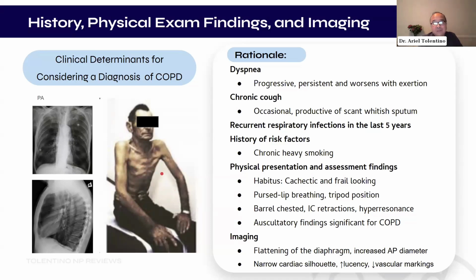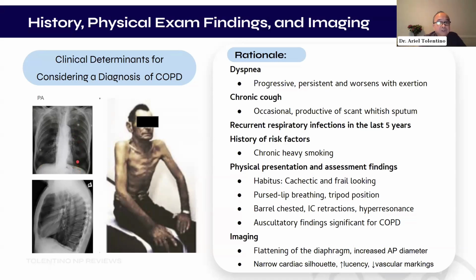Auscultatory findings are, of course, significant for COPD. Now, with your X-ray, we have flattening of your diaphragm. And as we remember, with the mechanics of respiration, with that animation we viewed earlier, if your lung parenchyma is expanding due to the accommodation of too much air due to air trapping, it will push your diaphragm inferiorly, causing your diaphragm to be flattened.